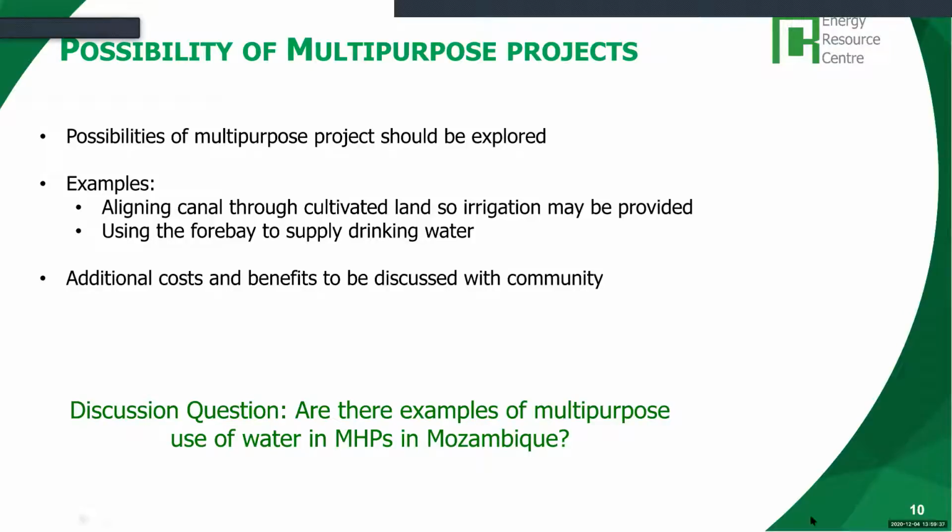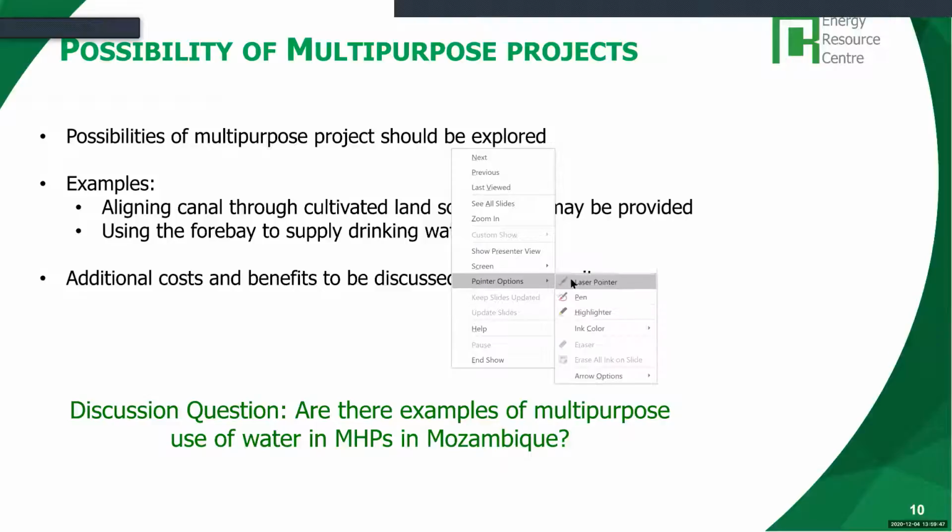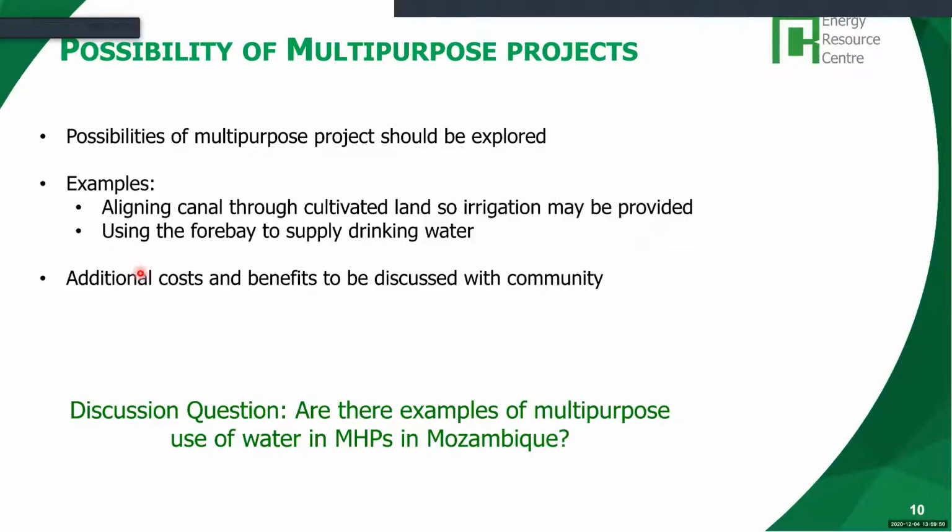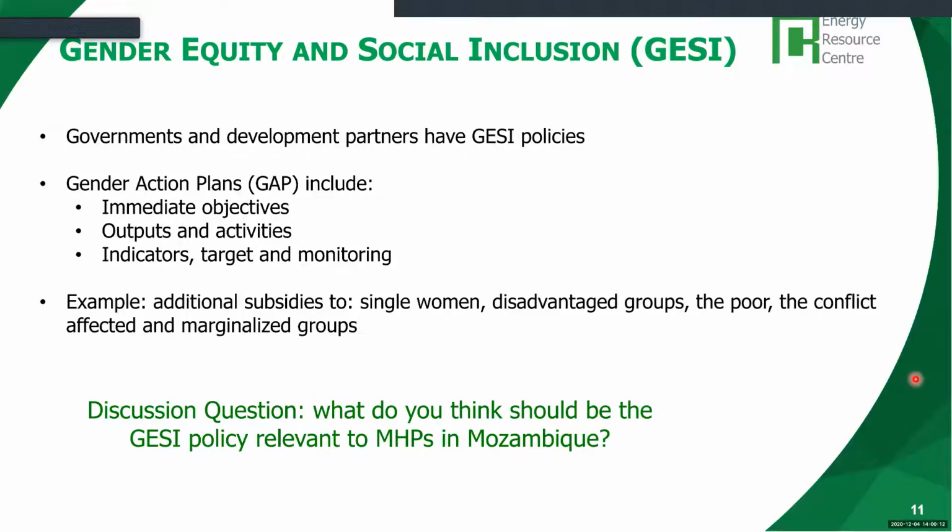So if you have multi-purpose benefits, you also have some costs. For example, if you want to use the canal for irrigation also, then you have to pass this canal through cultivated land. So the alignment may be a little longer, but you have an additional benefit. Anyway, I think I'll move on to the other topic.